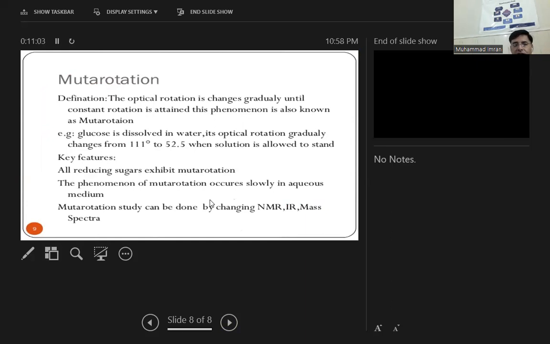When glucose is dissolved in water, its optical rotation gradually changes from 1 degree to 52.5 degrees when the solution is allowed to stand. Non-reducing sugar does not show any mutarotation. Mutarotation may be studied by NMR, IR, and mass spectra.